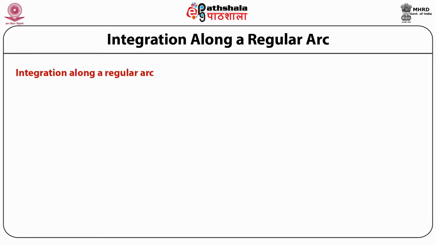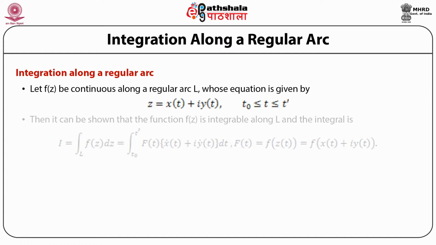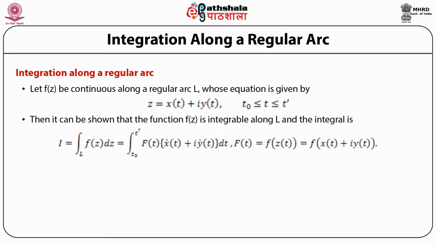Now let us see the integration along a regular arc. Let f(z) be continuous along a regular arc L whose equation is given as z equals x(t) plus i y(t), with limits t0 less than or equal to t less than or equal to t'. Then it can be shown that the function f(z) is integrable along L and the integral is I equals the integral along L of f(z) dz equals the integral from t0 to t' of f(t) into (x dot(t) plus i y dot(t)) dt, where f(t) equals f(z(t)) equals f(x(t) plus i y(t)).